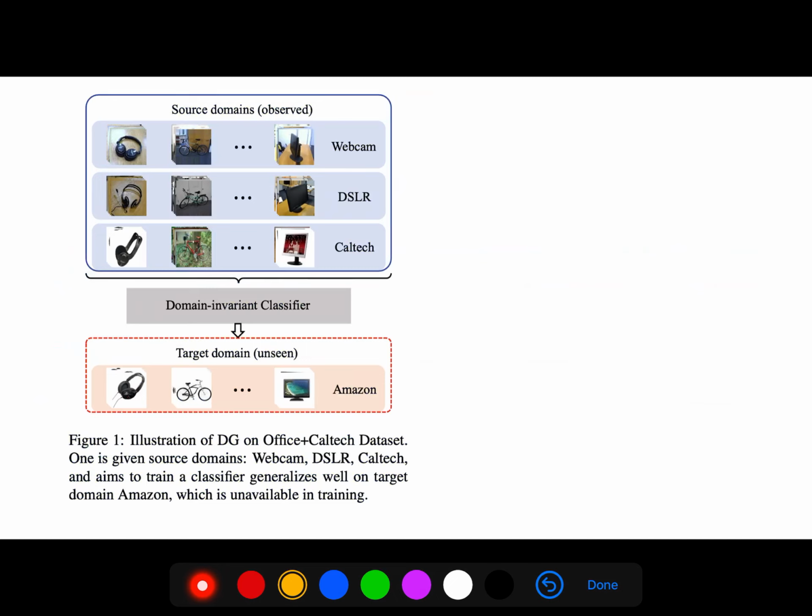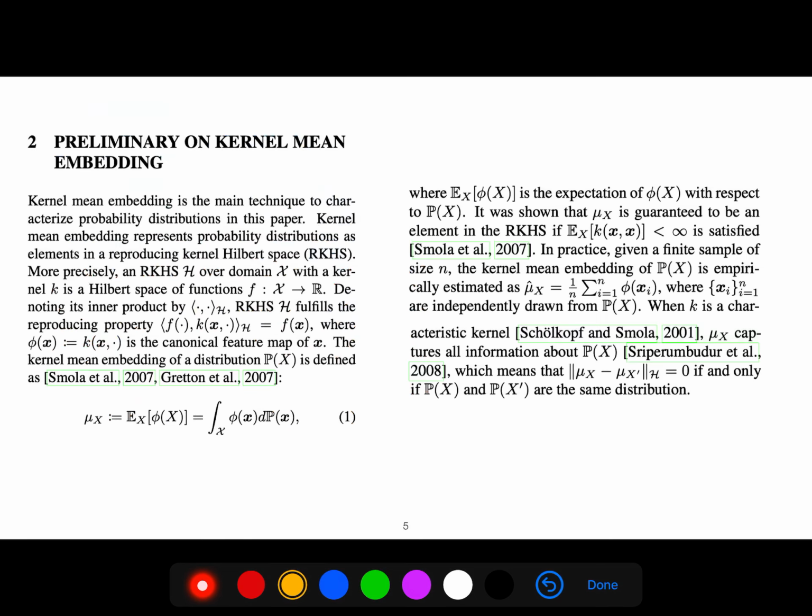So you see the illustration of domain generalization on the Office and Caltech dataset. That one is given the source domains, webcam, Caltech, DSLR, and aims to train a classifier that generalizes well on the target domain Amazon, which is of course unavailable in training.